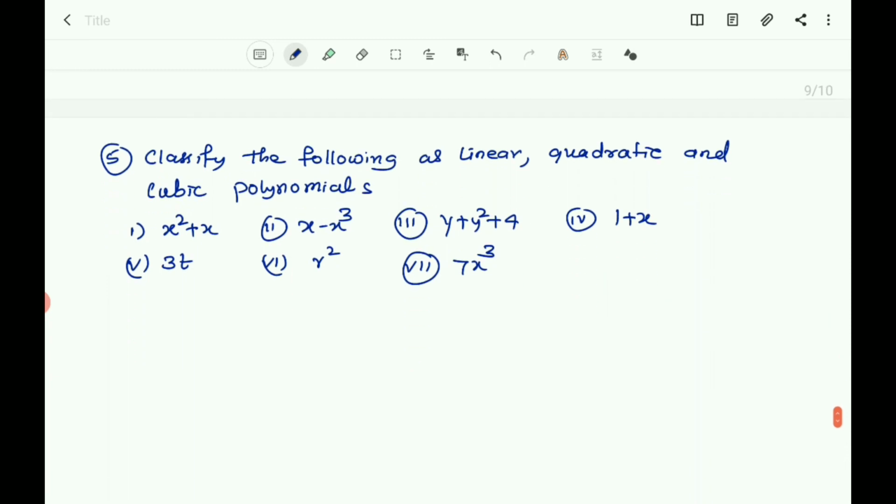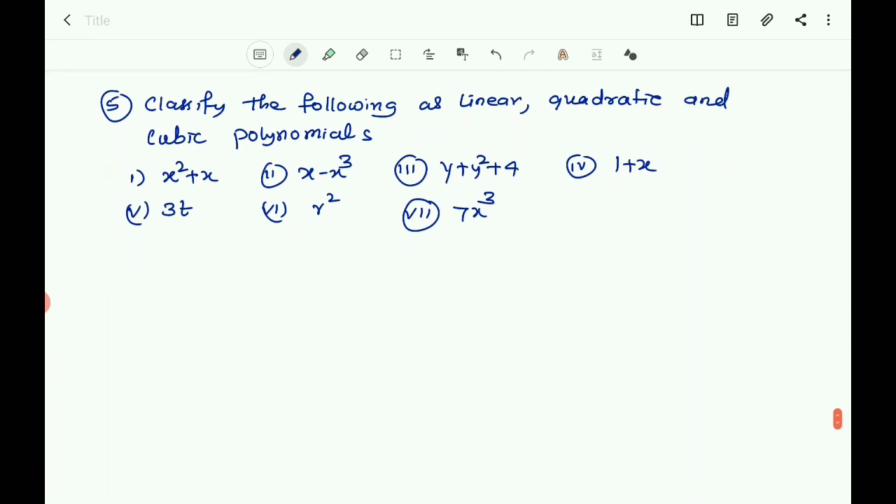Next, about the fifth question: classify the following as linear, quadratic and cubic polynomial. You know what is a linear polynomial, what is a quadratic polynomial, and what is a cubic polynomial. Linear means the highest power of the variable is 1. Quadratic means the highest power of the variable is 2. In a cubic polynomial, the highest power of the variable is 3 here.